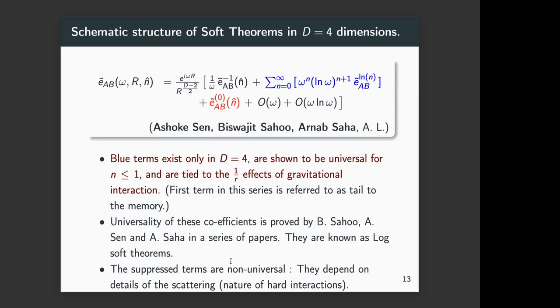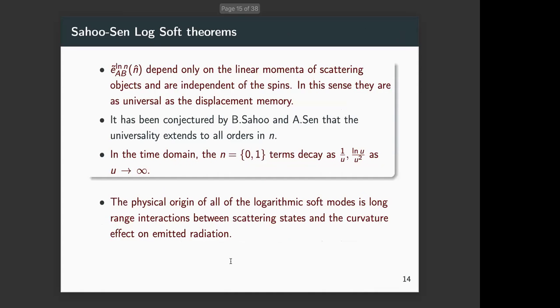They are generically non-universal, and they depend on the details of the scattering. If you change the theory, then the form of these terms will also change. Sorry, one more question. Since you mentioned the 1 by r gravitational term, the massive gravity will be excluded from this, is it? Yeah, that's a very good point also. If the graviton is massive with however small mass, you will have no log omega terms. Okay. Fine. Go ahead.